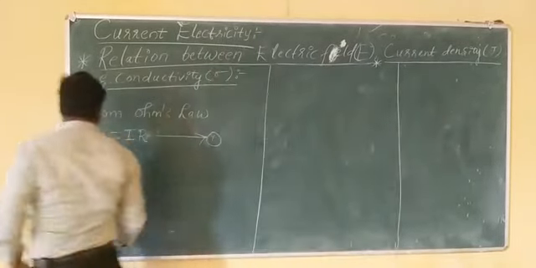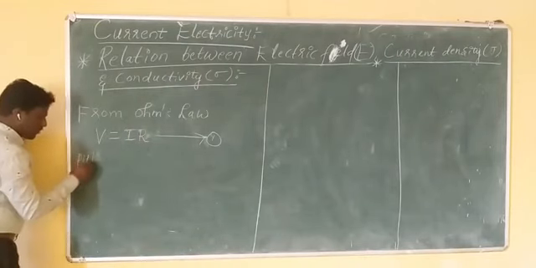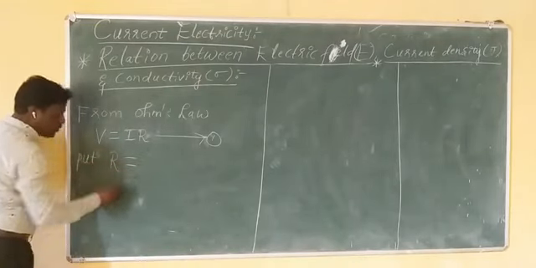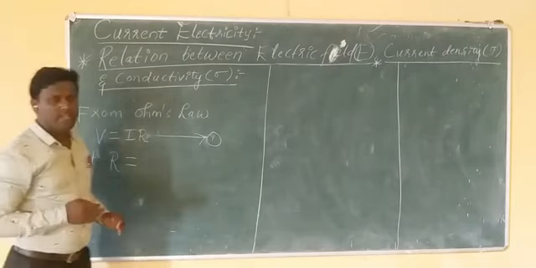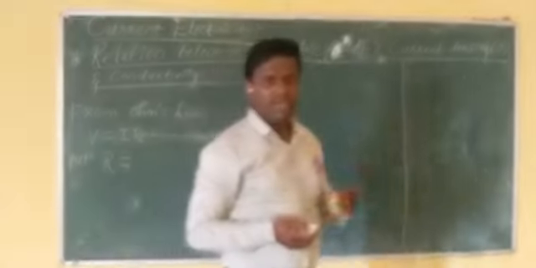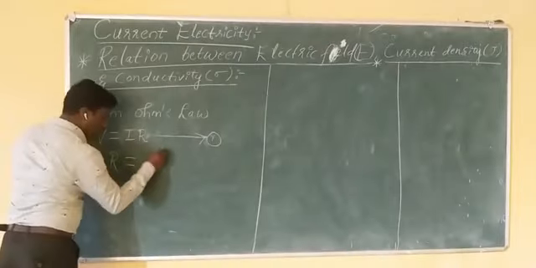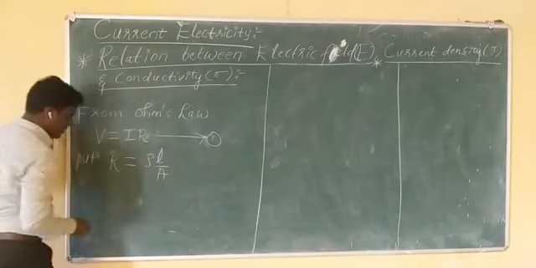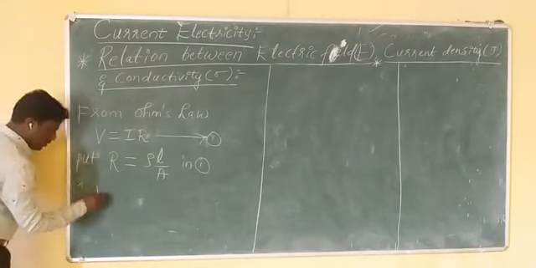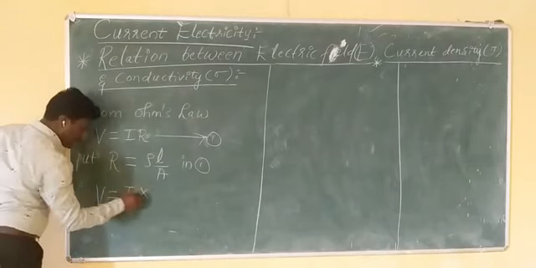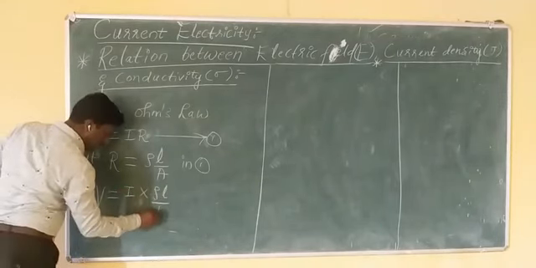So put R value. I am using the second formula of resistance. First formula is R equals to V by I. In the dependence of R, there you will also learn the formula R equals to rho L by A. Put R equals to rho L by A in 1. V equals to I into rho L by A.